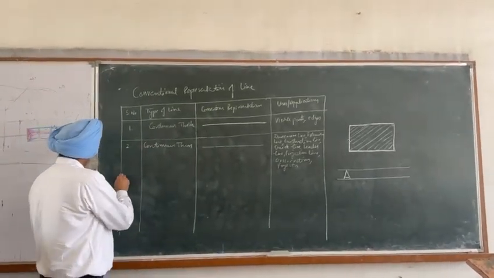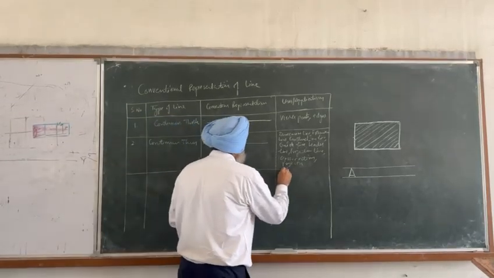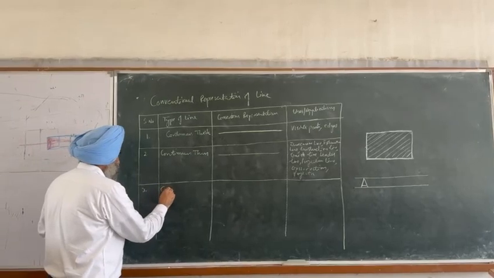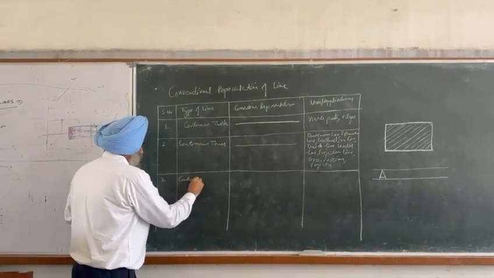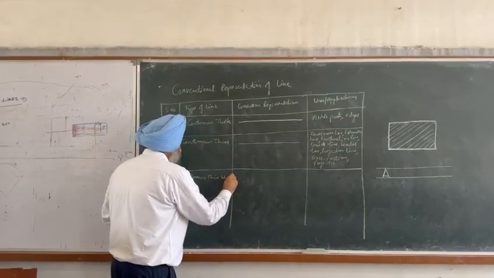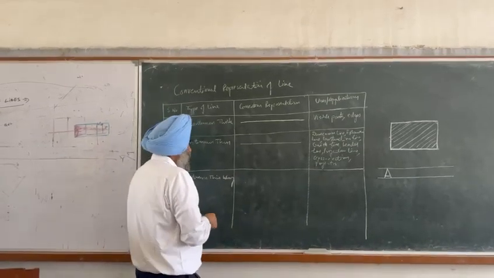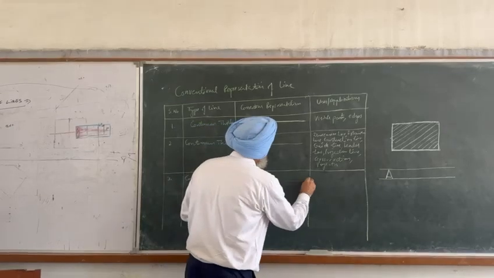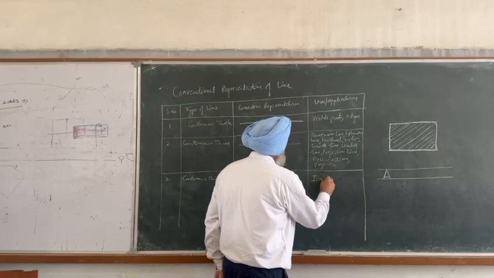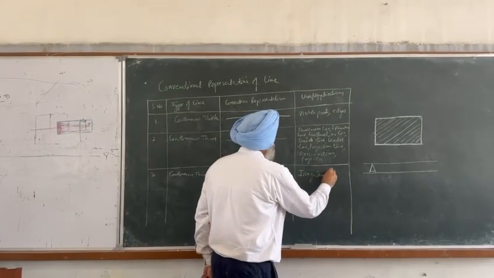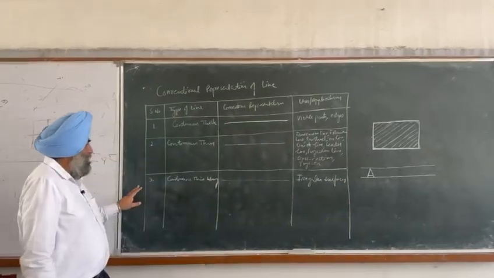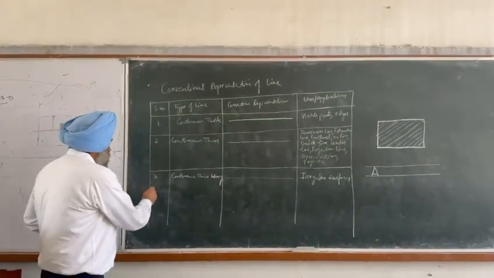Then the third category of line is continuous thin wavy. The line will be continuous thin, but we will have waviness, to represent irregular surfaces. This is known as the continuous thin wavy.